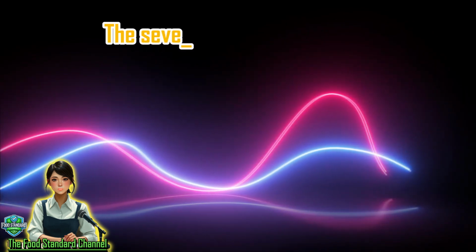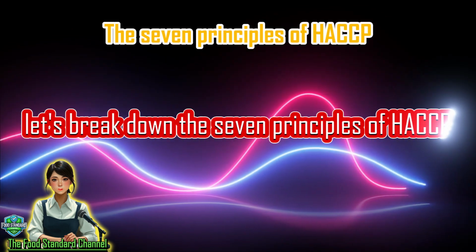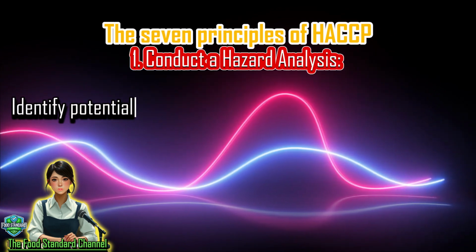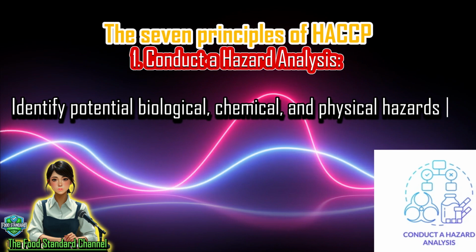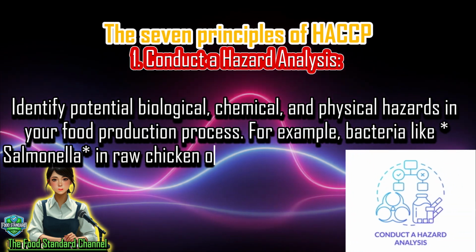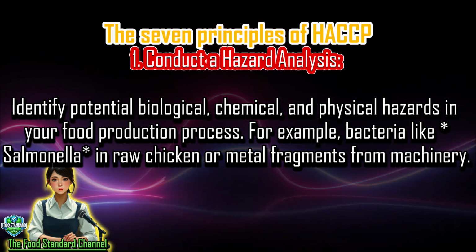The 7 principles of HACCP. Let's break down the 7 principles of HACCP. 1. Conduct a hazard analysis. Identify potential biological, chemical, and physical hazards in your food production process. For example, bacteria like salmonella in raw chicken or metal fragments from machinery.